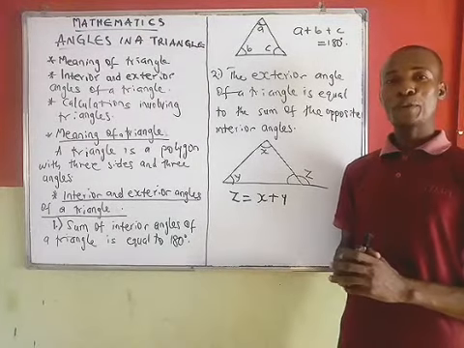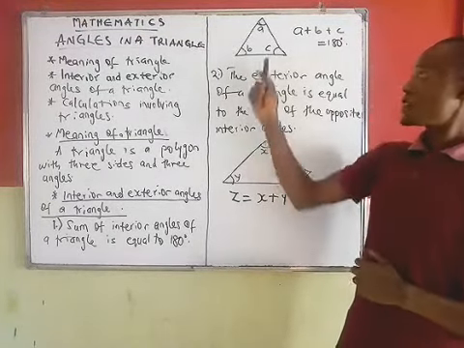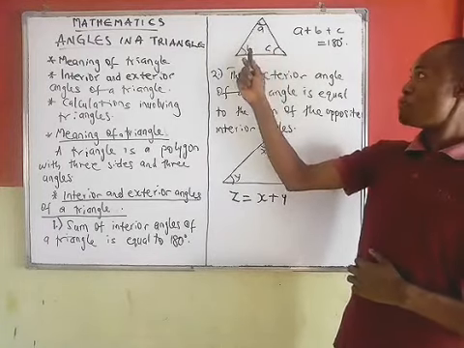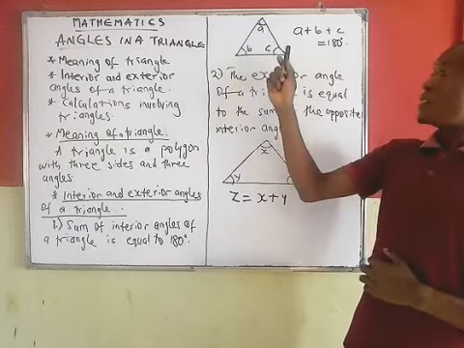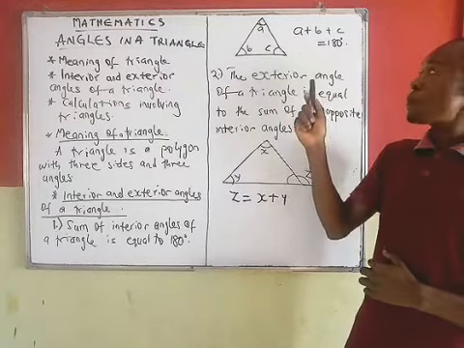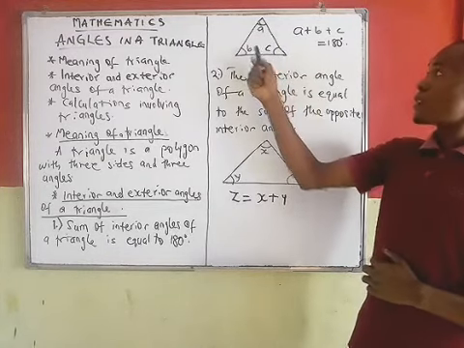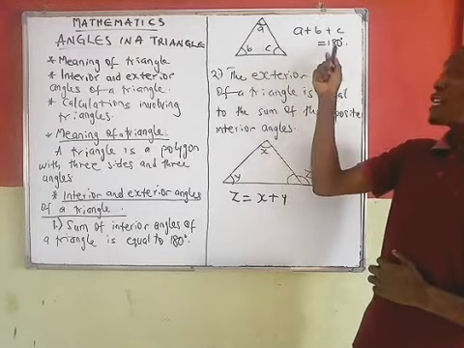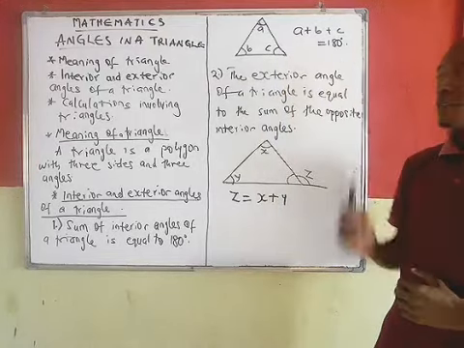Those interior angles of a triangle are, as you can see on the board, A, B, C. So from that rule, we'll have it that A plus B plus C must be equal to 180 degrees.